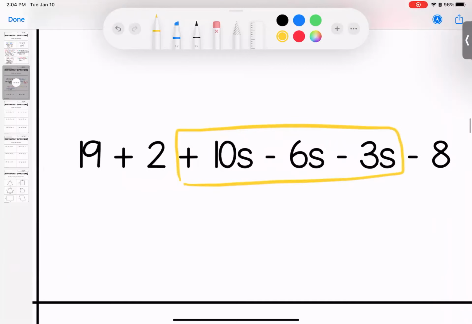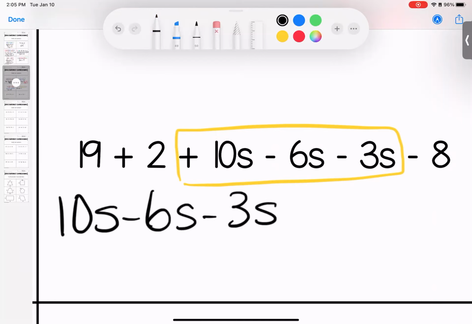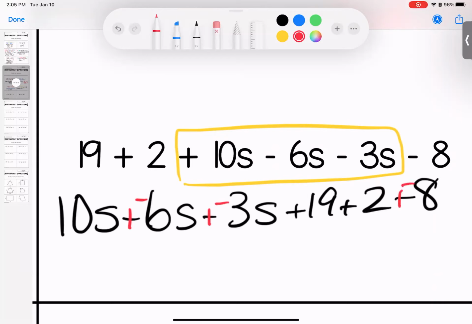Like and like with these. They're already kinded together for you. So I have 10s minus 6s minus 3s plus 19 plus 2 minus 8. Keep, change, change. Keep, change, change. Keep, change, change. 10s minus 6s is 4s. Minus 3s is 1s or just s. 19 plus 2 is 21. 21 minus 8 is 13.